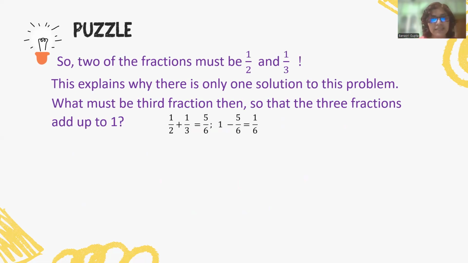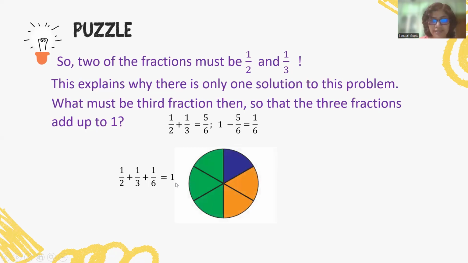We can add half plus 1/3, that is 5 by 6, and subtract it from the whole, that is 1. So what we get is 1 by 6. So now we see that if we add half plus 1/3 plus 1/6, all these are different fractional units, they all add up to 1.